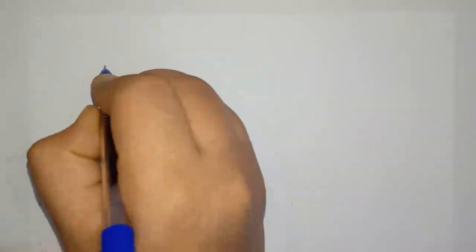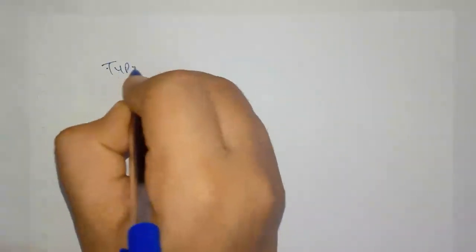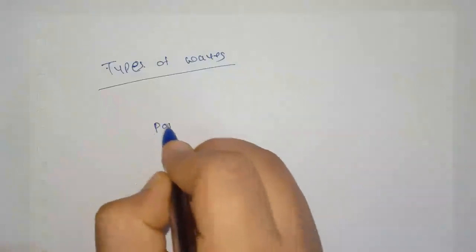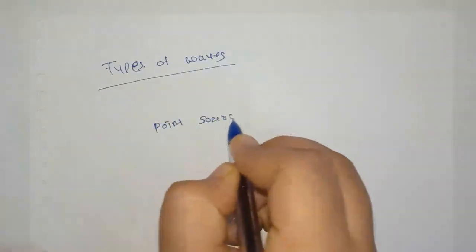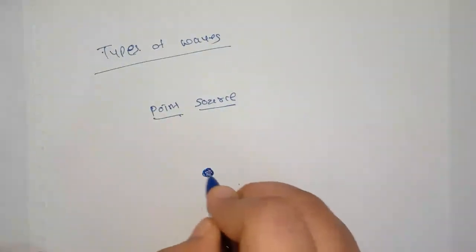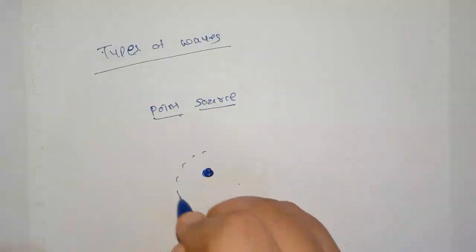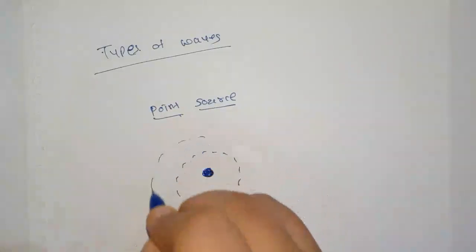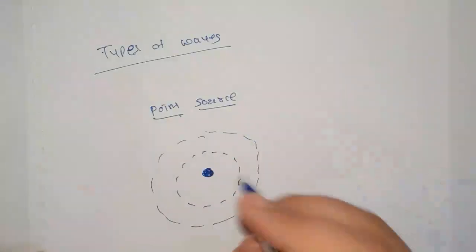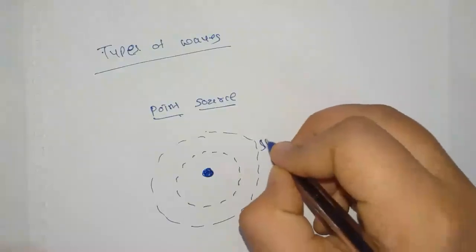Now, depending on the source, there are different types of waves. If the source is a point source, then surrounding it the progressive waves will be spherical.